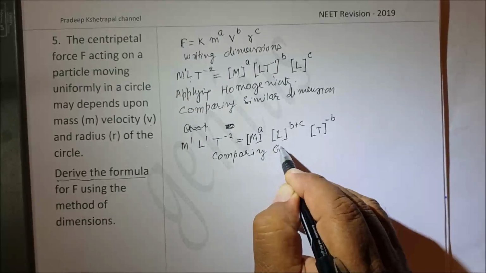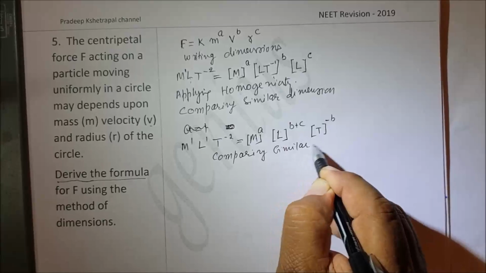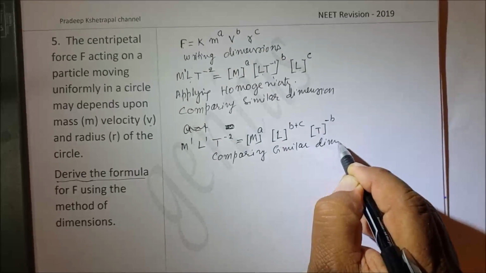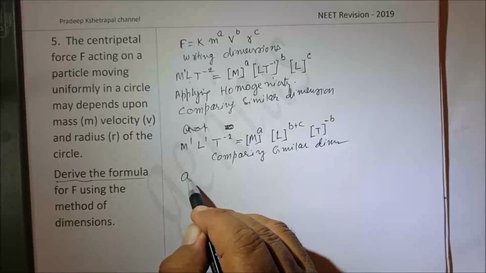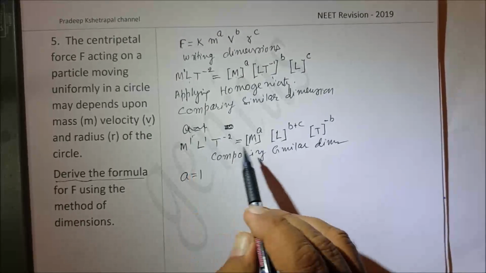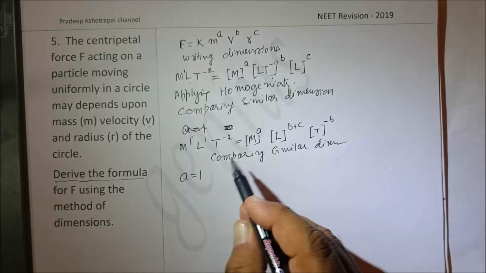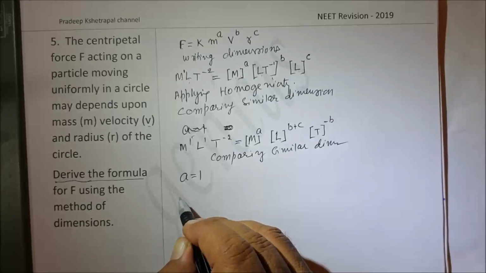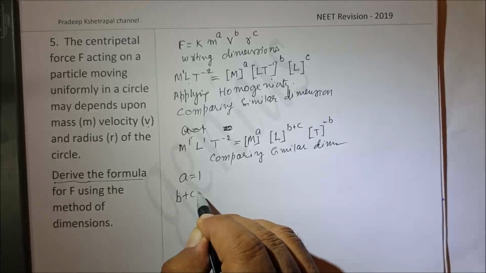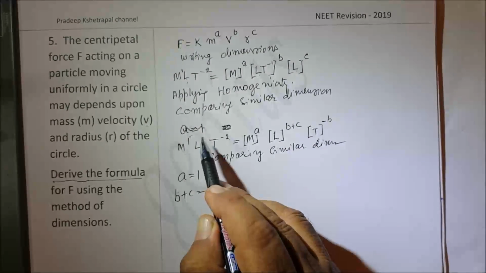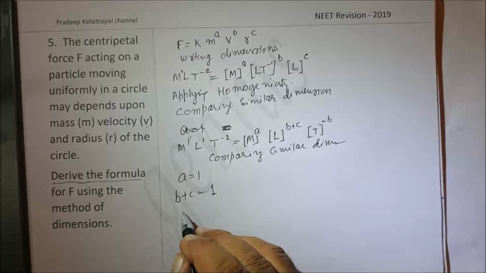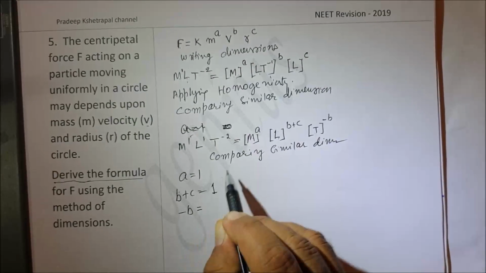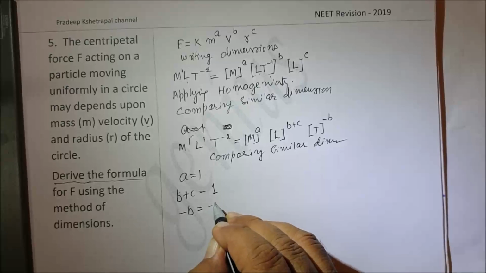Comparing similar dimensions. And what do we get here? A is equal to 1 by this. L to the power b plus c, so b plus c is equal to 1. And t to the power minus b, so minus b is equal to minus 2.